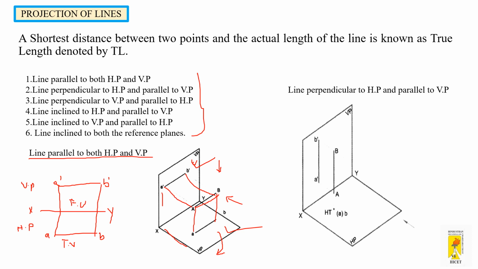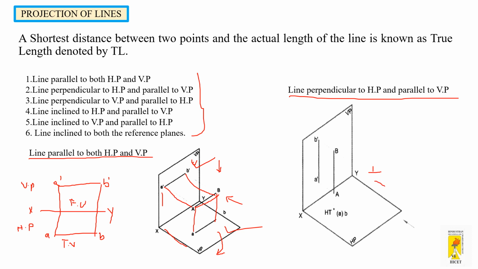Similarly, when it comes to the line perpendicular to HP and parallel to VP, the same thing is done here. The line AB, which is placed between the vertical plane and horizontal plane, is in this manner. You can see that AB is vertically placed, perpendicular to HP, that is the horizontal plane, and parallel to VP.